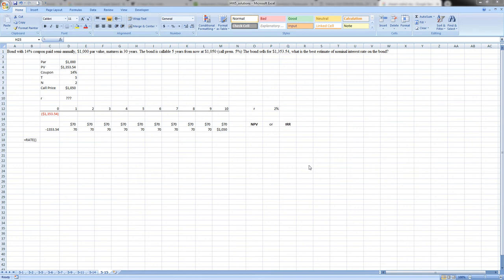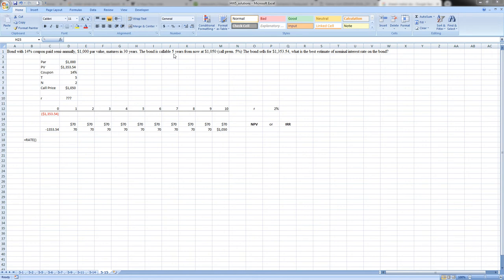So we want to price this bond at the point in time when it's going to be called. We don't want to consider all the cash flows out to year 30. If we do, we would greatly overvalue this bond. So the present value today of $1,353.54 is based on the fact that this bond will be called in 5 years from now. We then have to figure out what is the discount rate that results in a present value of $1,353.54.